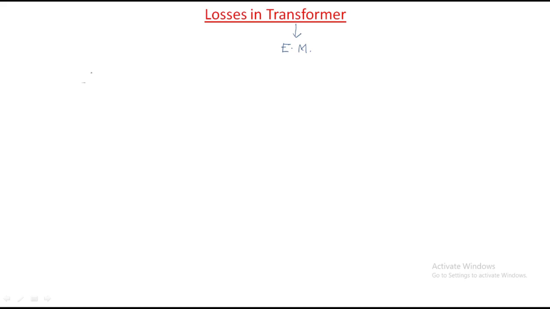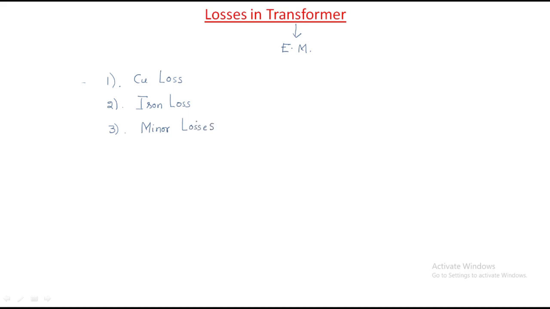Generally, a transformer consists of mainly three losses. The first loss is the copper loss. The second loss is the iron loss. The third is the minor losses. Name it as minor losses.